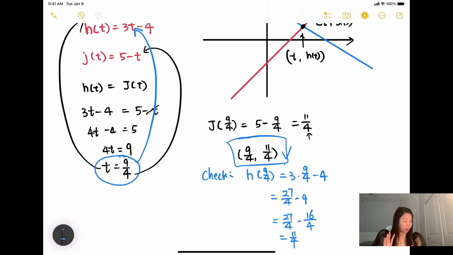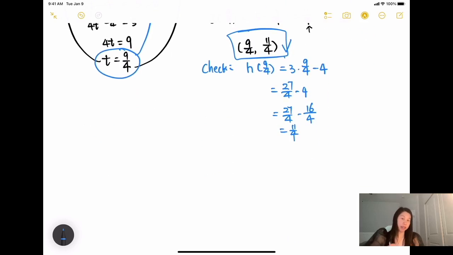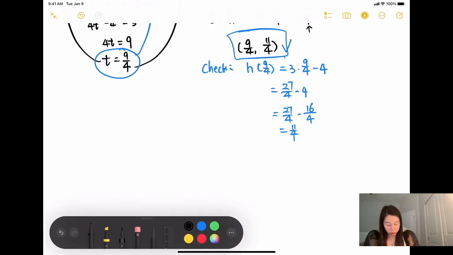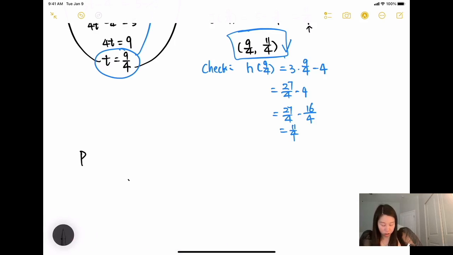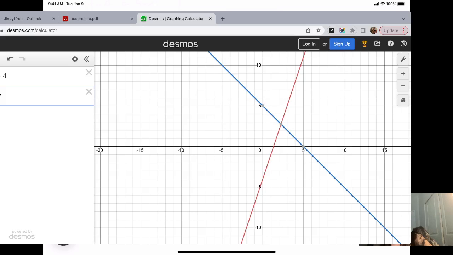The last part I want to talk about in this class is parallel lines and perpendicular lines. Let's talk about parallel lines first. So let me show you a graph. Now this graph, they have an intersection, right? What is a parallel line? That means they don't have any intersection. Now let's take a look.